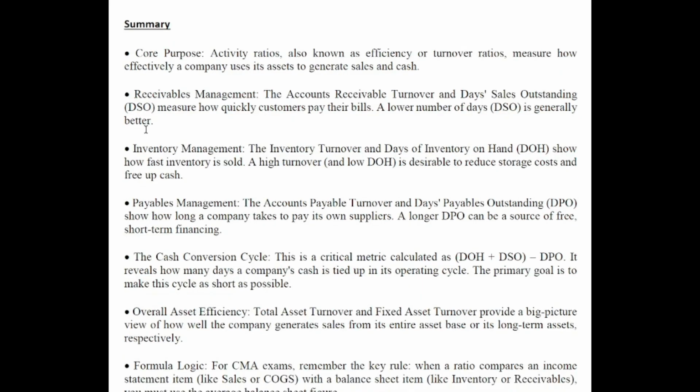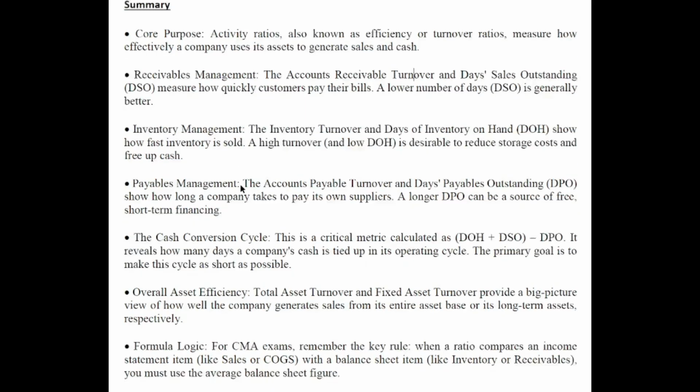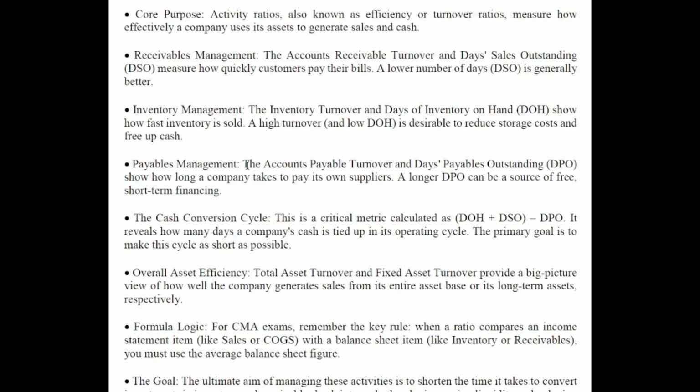When it comes to inventory management, the inventory turnover ratio or days sales in inventory measure how many days the company is keeping its inventory when compared to sales. The inventory turnover ratio tells how many times the company is replacing its inventory when compared to sales. When it comes to payable management, the account payable turnover ratio or days payable outstanding show how long the company takes to pay its suppliers.